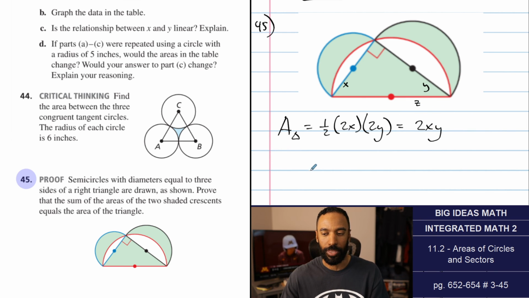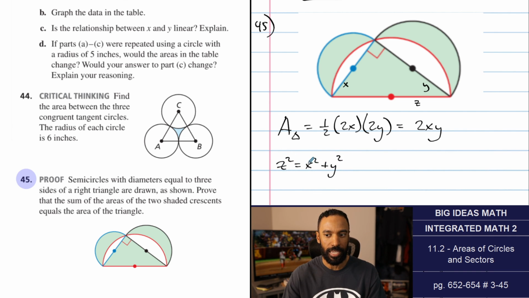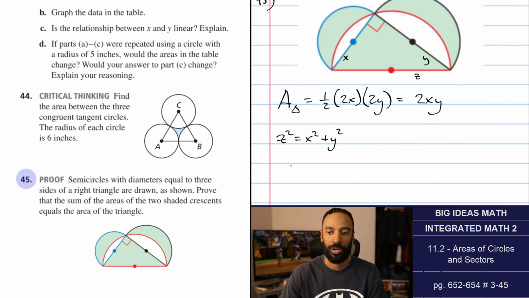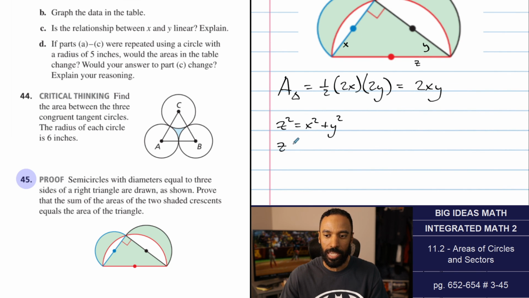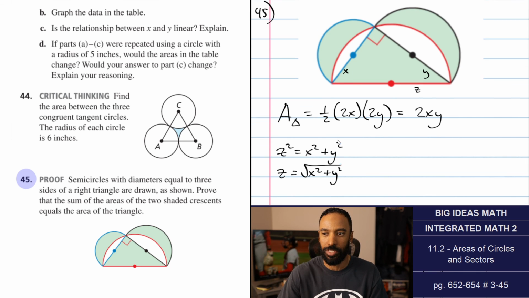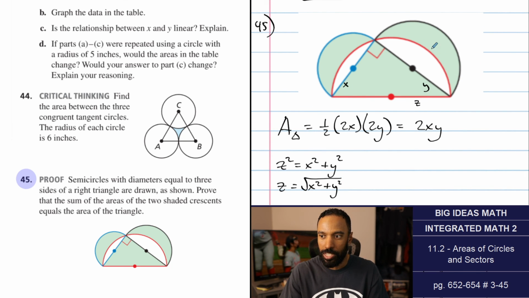Z's relationship with x and y is such that z squared is x squared plus y squared. I bring that up because anytime I have to use z, I can replace it with this. Z is the square root of x squared plus y squared. I imagine that'll be used because this semicircle I need to take out of here, which means I need to use that portion in it.